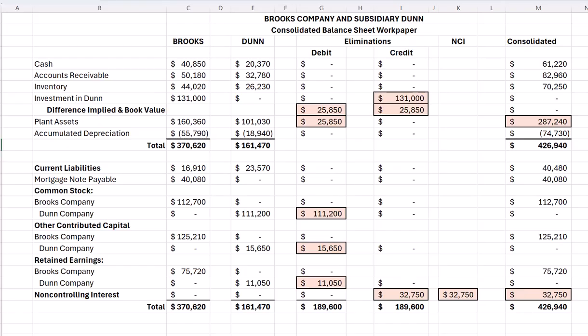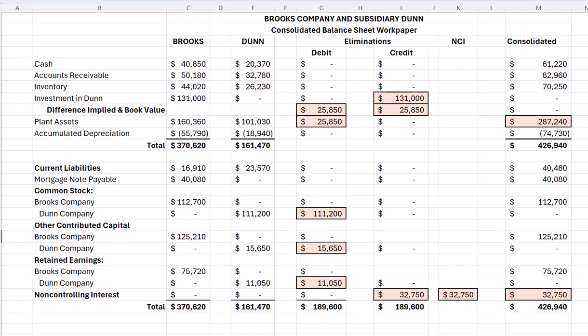That 25,850, students sometimes get confused about why we make that entry, but the 25,850 was really in a temporary holding account to the specific asset being adjusted. In this case, it was plant assets. So the entry we just made updates the plant assets to reflect their fair value.